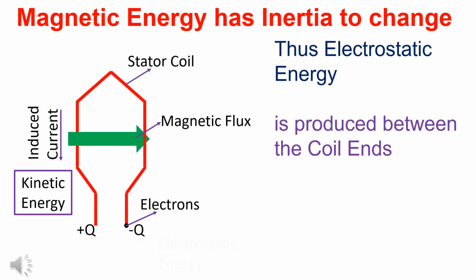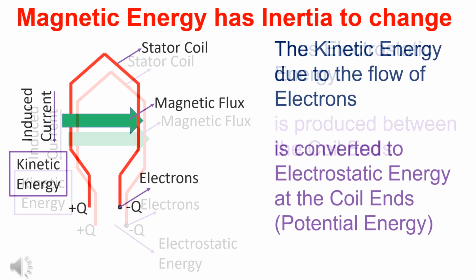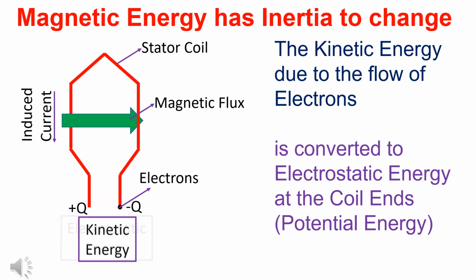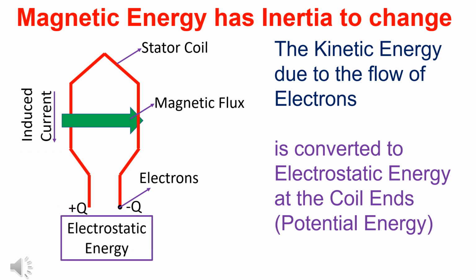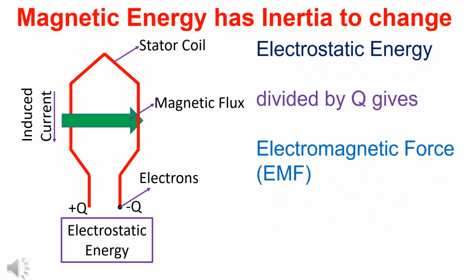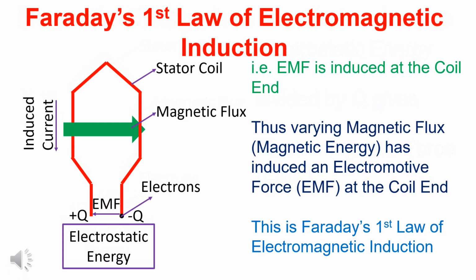Hence, an electrostatic energy is produced at the coil ends. Thus, the kinetic energy due to the flow of electrons is converted into electrostatic energy. The EMF is equal to electrostatic energy divided by charge Q. Thus, the varying magnetic field has induced an EMF at the coil ends. This is what Faraday's first law of electromagnetic induction states.